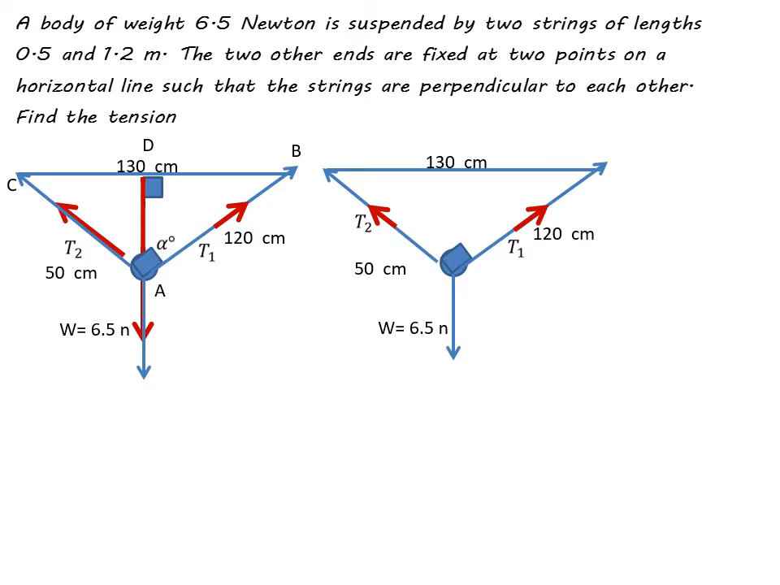So ABC is the triangle, and AD is perpendicular. If the angle between the line of action of the weight and T1 equals alpha, and the other angle is theta, of course, alpha plus theta equals 90 degrees, right? Now look at the triangle ADB, right-angled at D.